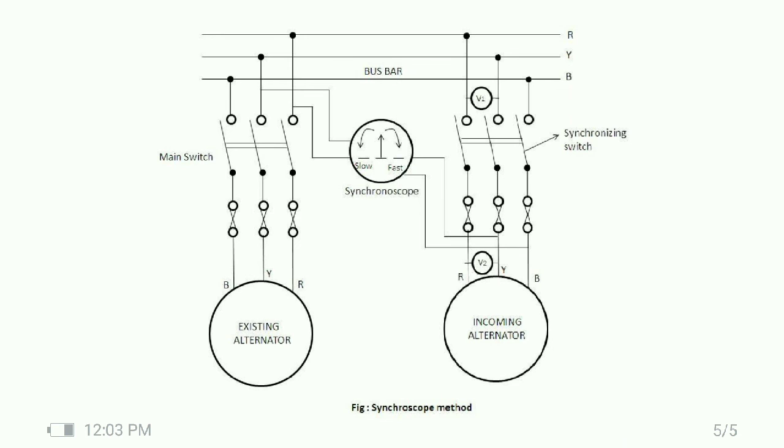So in order to ensure it, if the dial is in the 12 o'clock position, it means that your alternator synchronizing switch can be closed. If it is on either side of the 12 position, then you have to vary the speed and bring your alternator back to the 12 o'clock position in your synchronoscope.